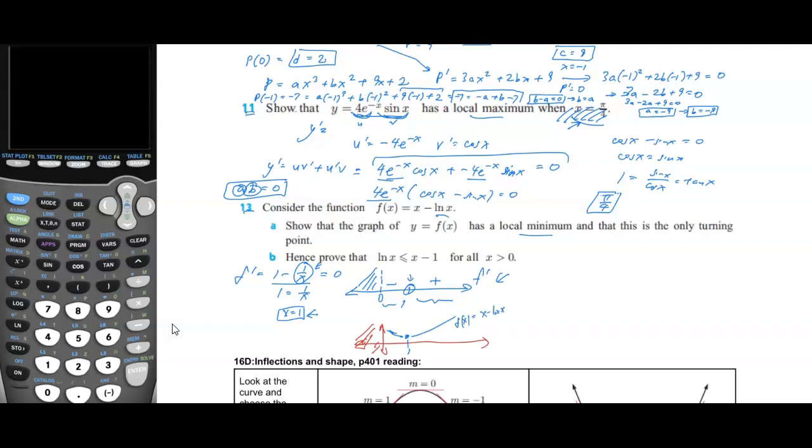What is the height of the minimum point? So if we plug 1 in to x minus natural log of x, it'll be 1 minus natural log of 1. Natural log of 1 is 0, so it's 1.